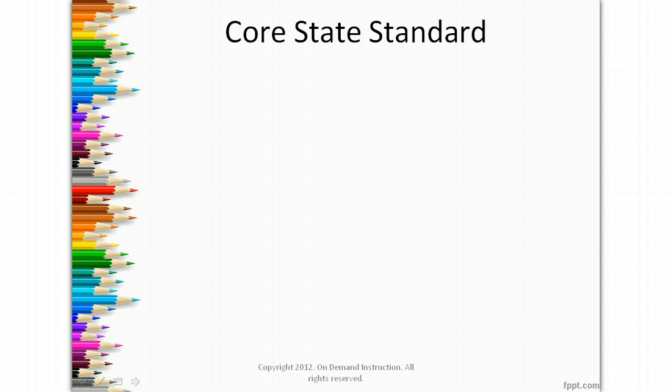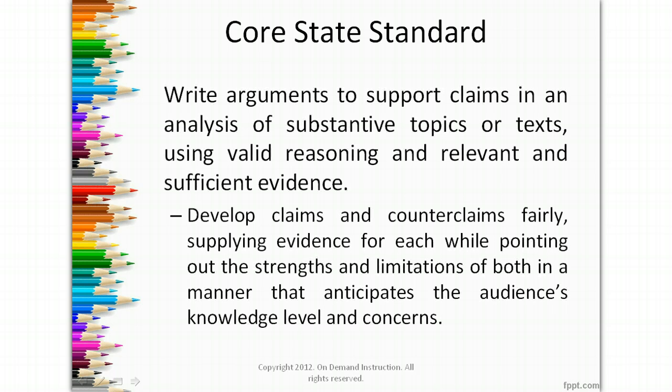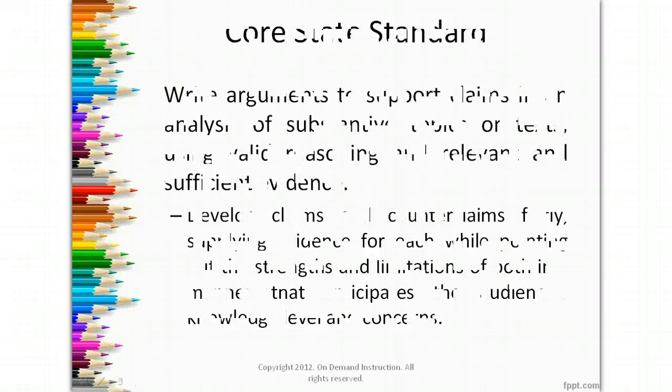The Core State Standard under this session is to write arguments to support claims in an analysis of substantive topics or texts, using valid reasoning and relevant and sufficient evidence. Develop claims and counterclaims fairly, supplying evidence for each while pointing out the strengths and limitations of both in a manner that anticipates the audience's knowledge level and concerns.